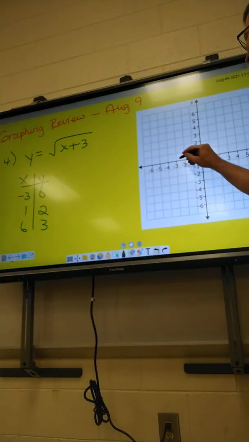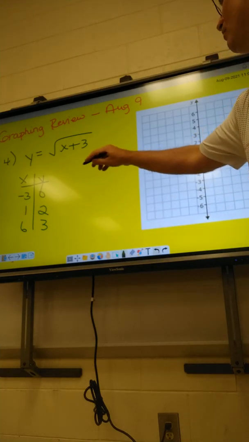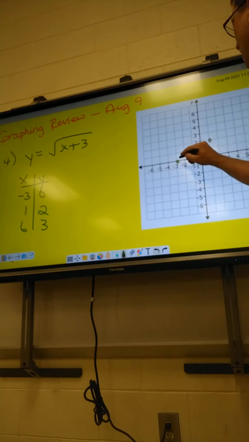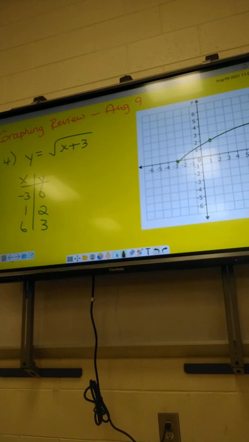Over -3, up 0. Over 1, up 2. Over 6, up 3. All right, that's your shape. So it curves a little bit. Curves a little.